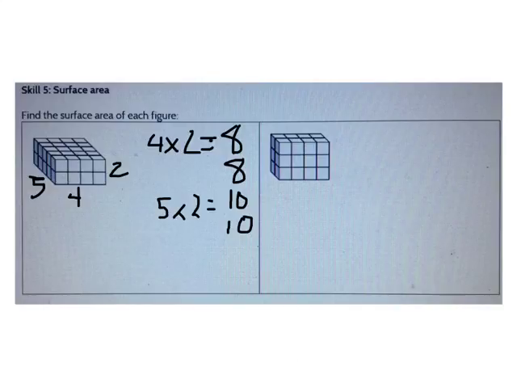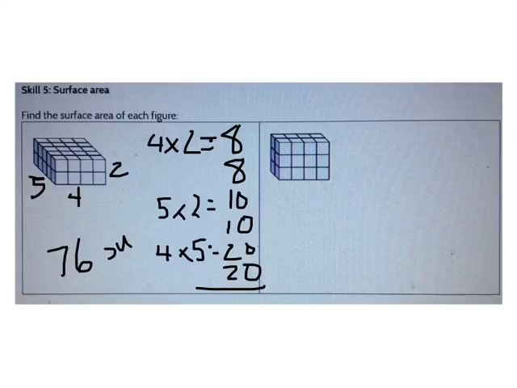What's the area of the top face? The base is 4 and the height is 5. The area is 20. That means that the area of the bottom face is also 20. Now I can add all of those numbers up to find the total surface area. What do you get when you add the area of all of those faces? The area is 76 square units.